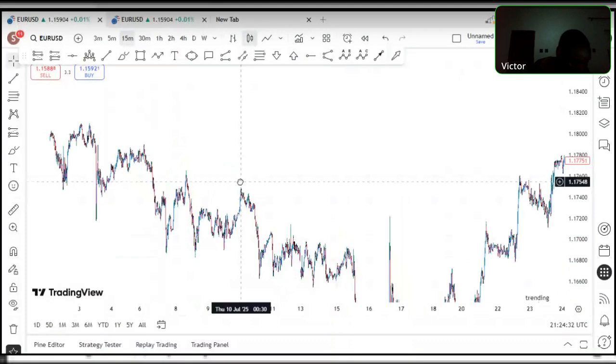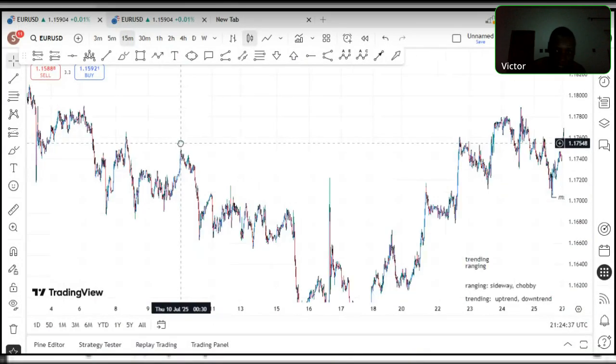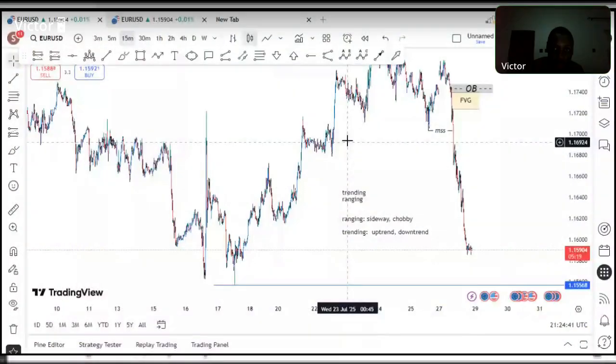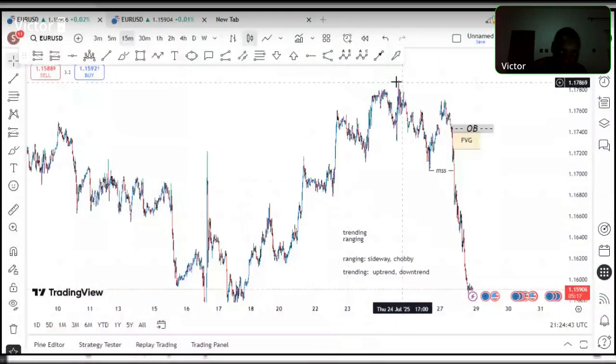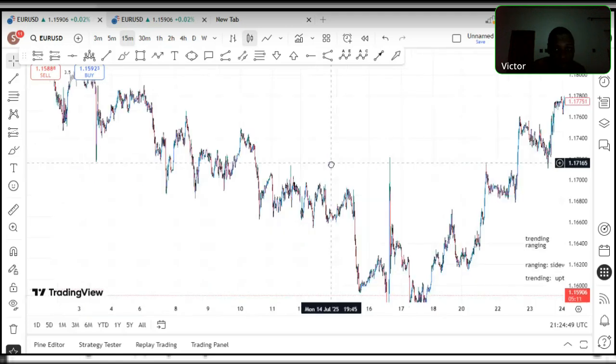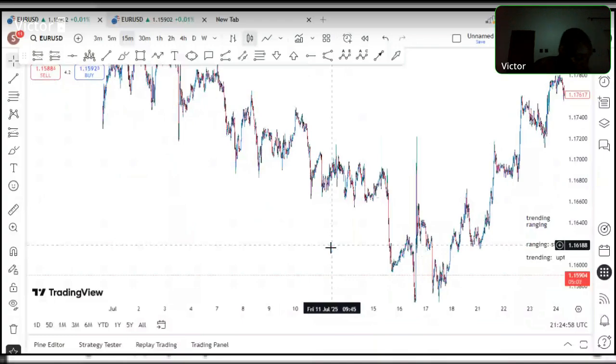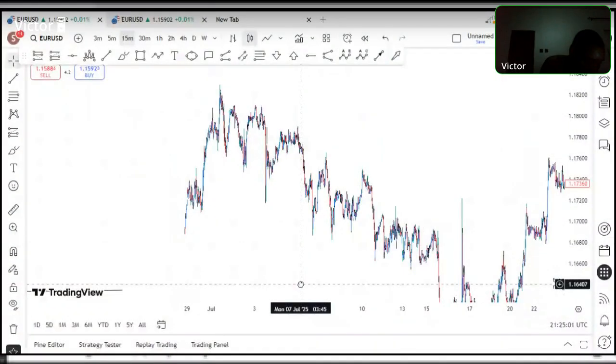Uptrend is when the market is going upwards, like what we have here from here to this particular place. The market was trending upward. Downtrend is when the market is going down, like what we have from here to this particular place, even to this particular place. If you don't understand, just type it here so that I can go through it again. You understand?